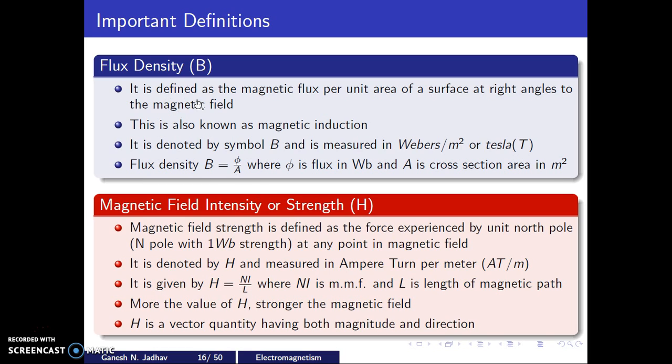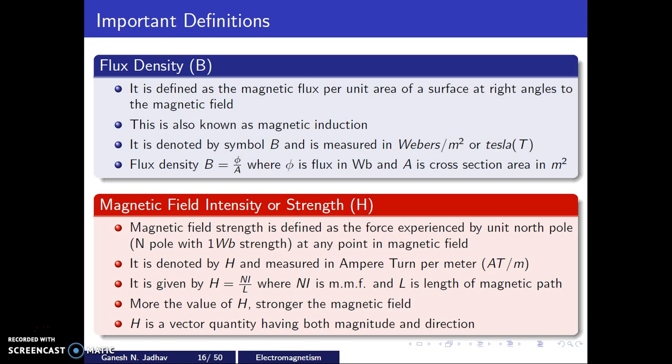Similarly, the flux density is defined as magnetic flux per unit area of the surface at right angles to the magnetic field. Suppose the flux is passing through an area; the area perpendicular to the flux is considered while calculating the magnetic flux density. It is the ratio of magnetic flux per unit area. It is also known as magnetic induction.